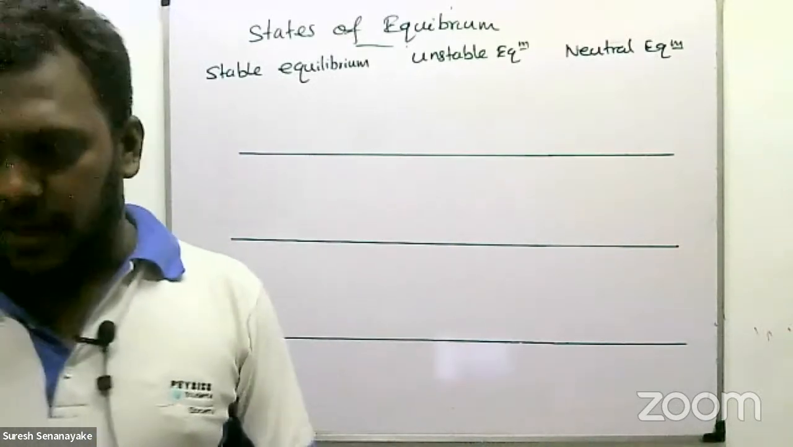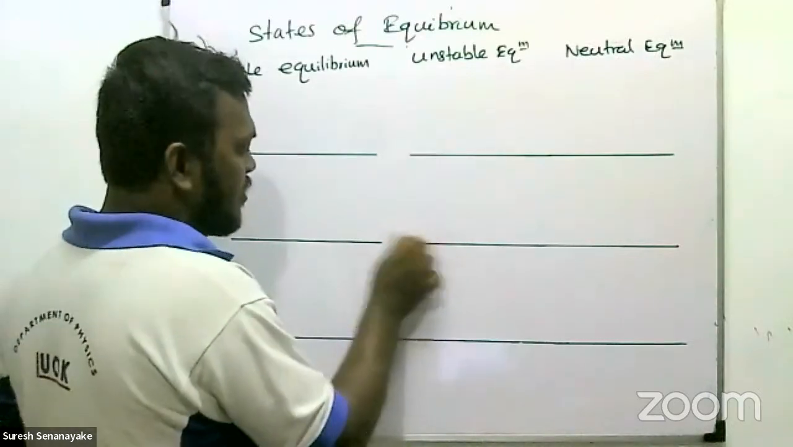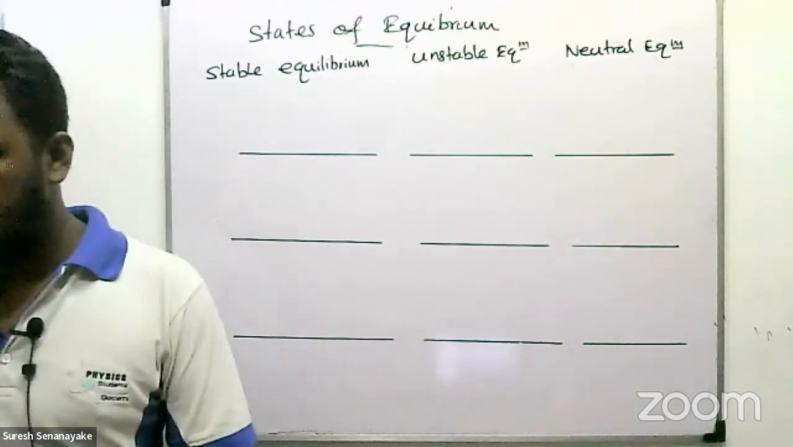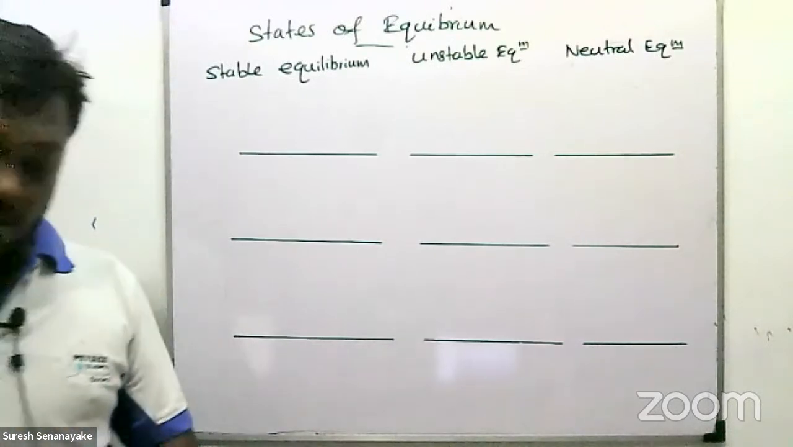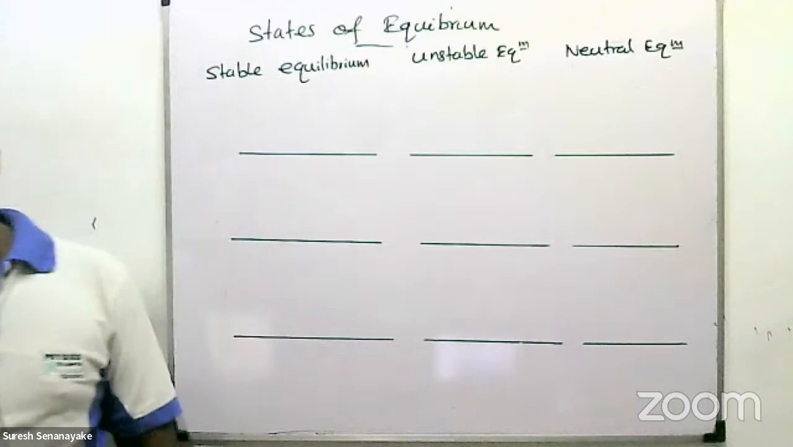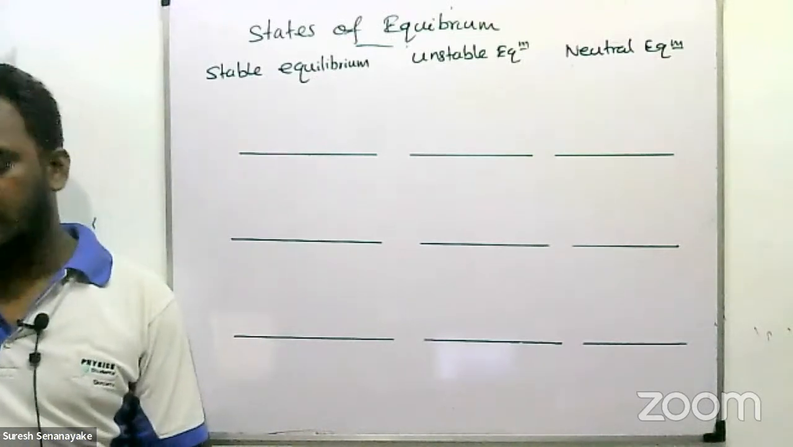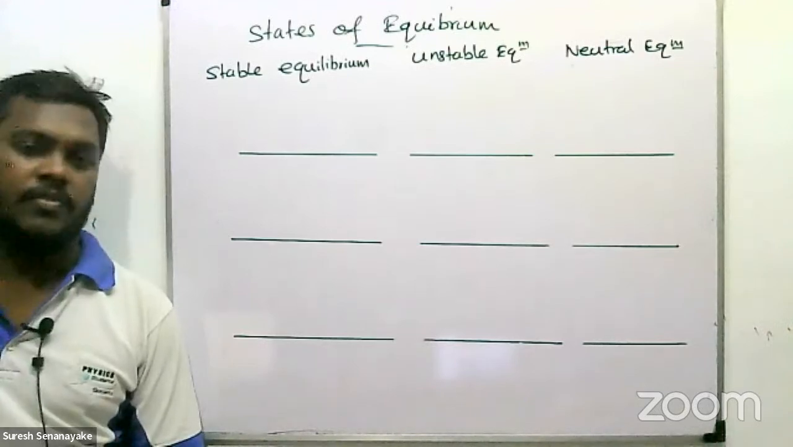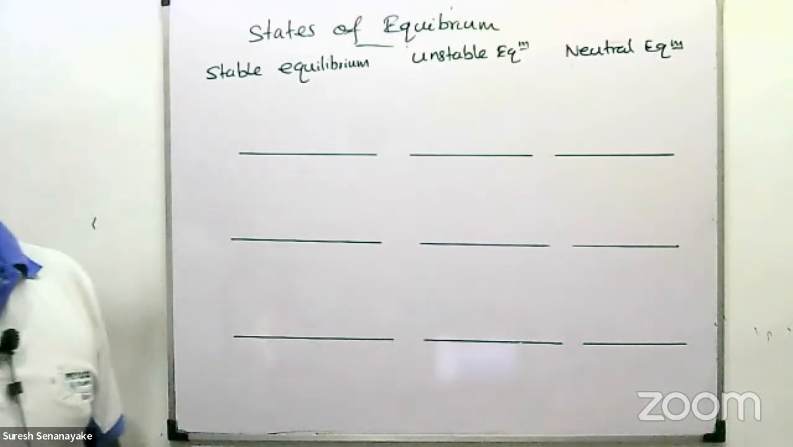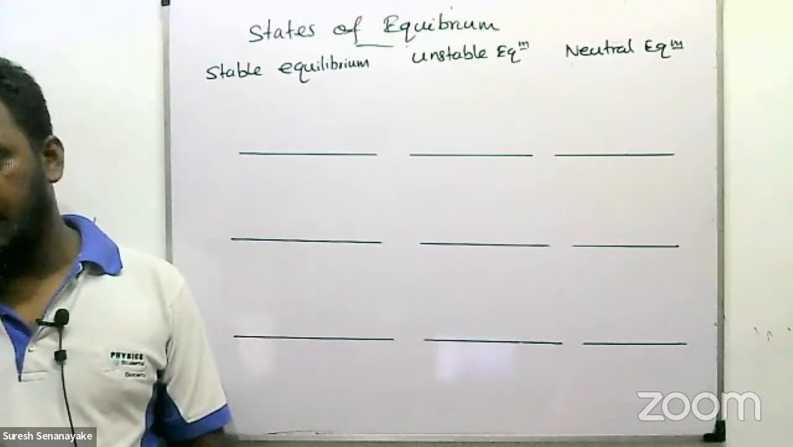The neutral equilibrium: when a particle is slightly displaced from its initial position, if it continues to be in equilibrium, if it continues to be in the displaced position, it is said to be in neutral equilibrium.